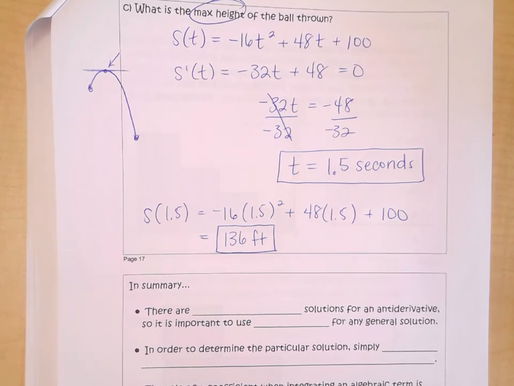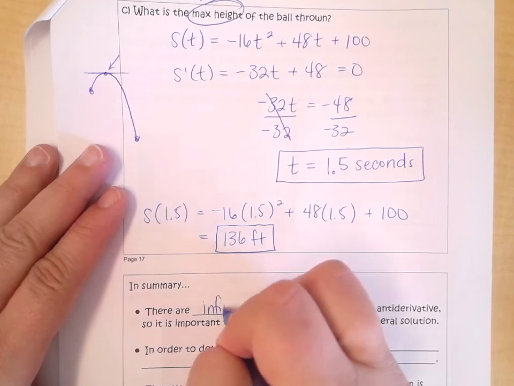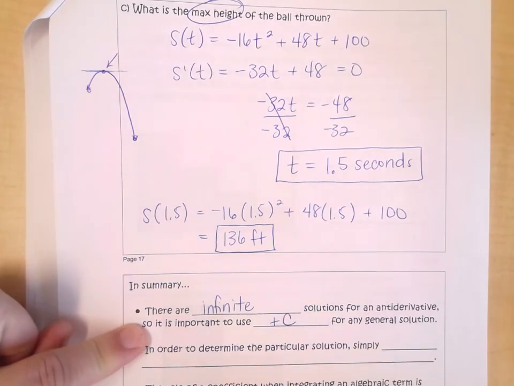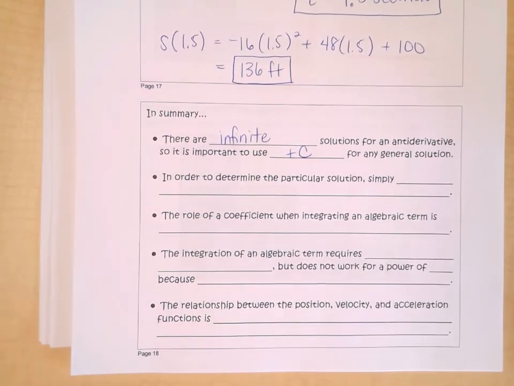There are blank solutions to an antiderivative. How many solutions do you think there are? Take 2x. The solution would be x squared plus 1, x squared minus 5, x squared plus 10, x squared minus 5, x squared. Is that infinite solutions? Yes, it is. There are infinite solutions, so it's important to use plus c for your general solution, because it could have come from any equation that had a constant at the end. We just didn't know what constant it was.